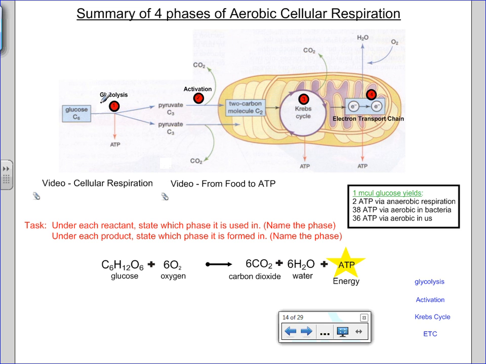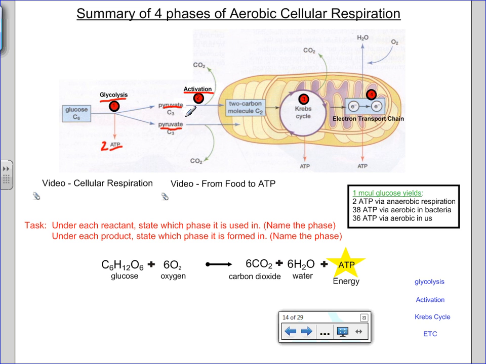Oh, first stage is glycolysis. Remember, it's splitting of the sugar, so splitting the glucose in order to give us 3-carbon pyruvate molecules. Okay, in the process, ATP is given off, and we get a net yield of 2 ATP here. Second stage or second phase is activation.